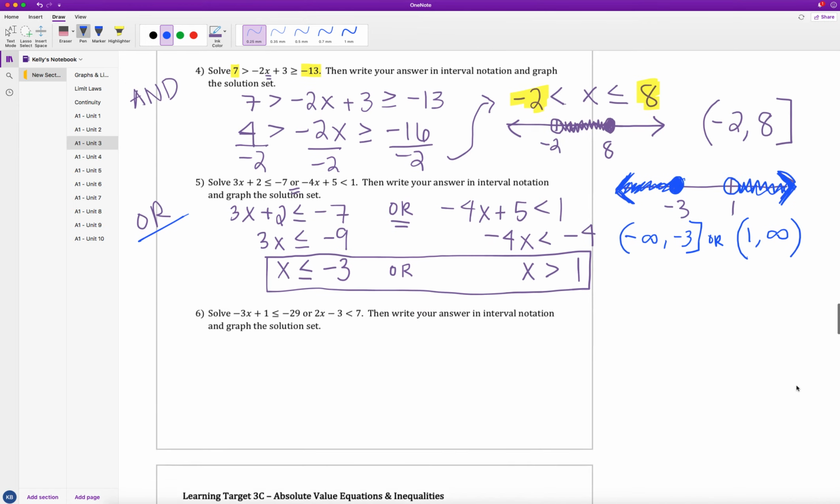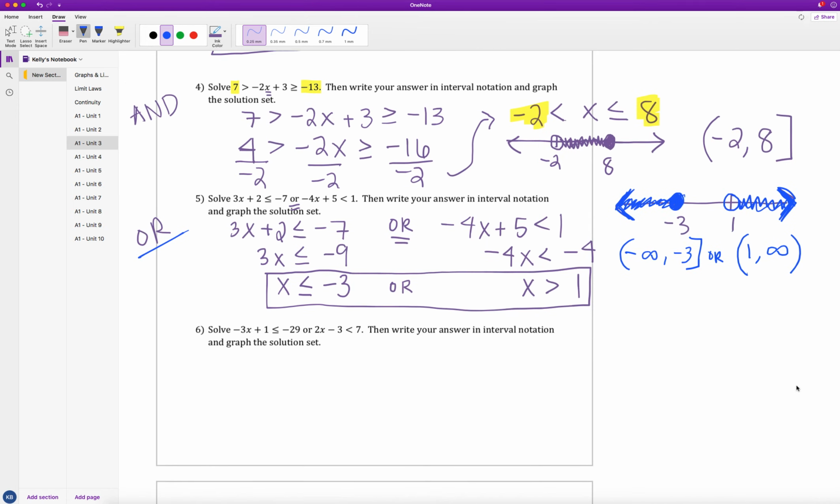Okay, we have one last example in this section. I want you guys to pause the video and do example 6 all on your own first, and then we'll check it together. Okay, let's check example 6. So we do have an or statement, kind of gave it away for us with that word in there. So I have negative 3x plus 1 less than or equal to negative 29, or 2x minus 3 is less than 7.